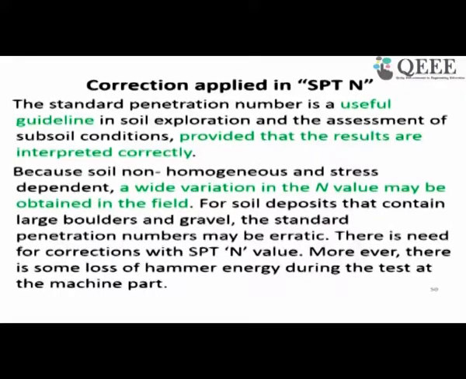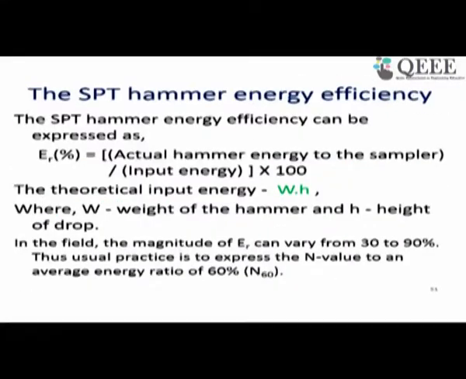And there is quite some correction for energy as well as for other related parameters like overburden and dilatancy. So we apply the hammer energy correction using the ratio of actual hammer energy to the input energy, because when you drop a 65 kg mass from a 750 millimeter height, the expected energy to be transferred may not always be achieved. So you need to correct the energy because there will be some friction between the rod and the mass.